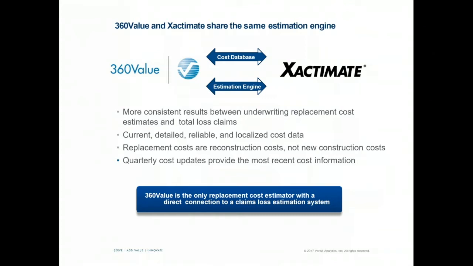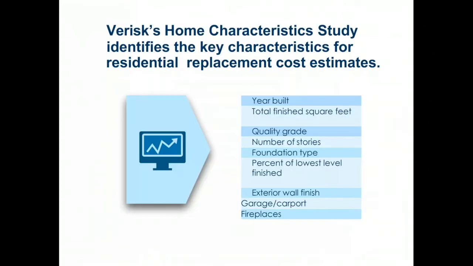I kind of like the symmetry of the estimate we come up with up front for the estimated replacement cost of a home. It is linked not only to the cost of materials and labor in the area where that home is, but also to actual loss data from homes in that area, and it's tied into the estimating tool that we use on the back end. So that's kind of a neat component to 360 Value.